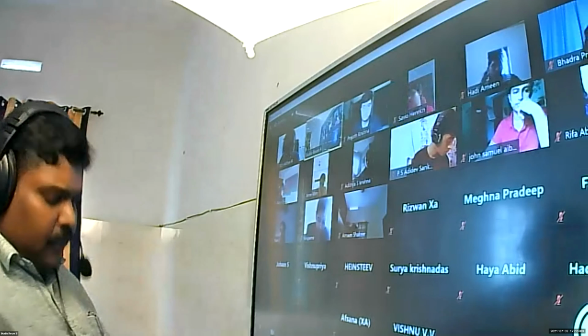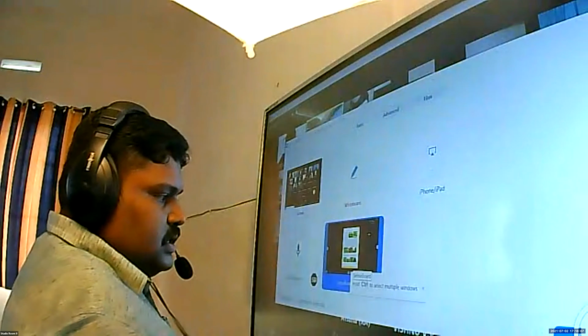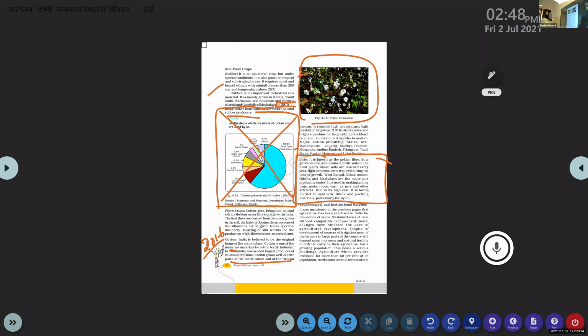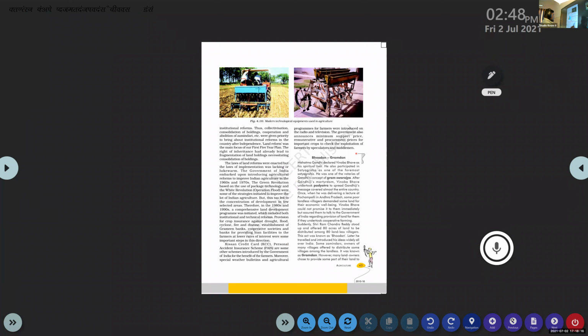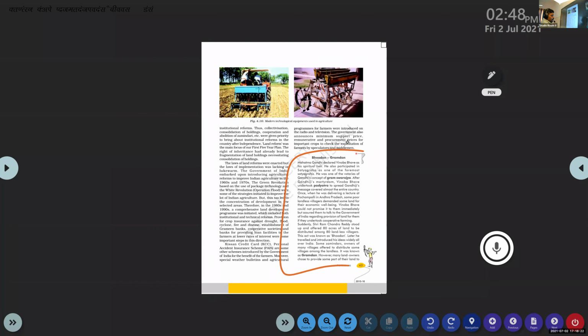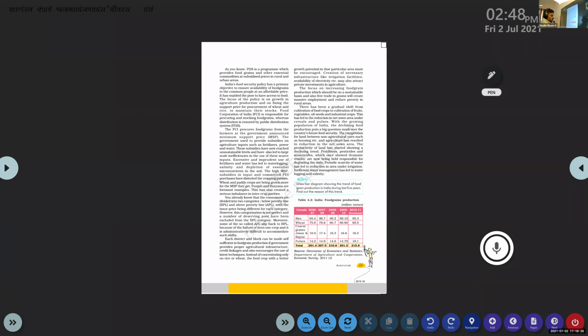Next class, we want to complete this chapter. So just read the entire paragraph or the next pages too. Together we will do it. Some important aspects are there, like technological and institutional reforms, the changes made by the government, and the Bhudan and Gramdan movement, and the importance of food security. These are the major things we will discuss in the next session.